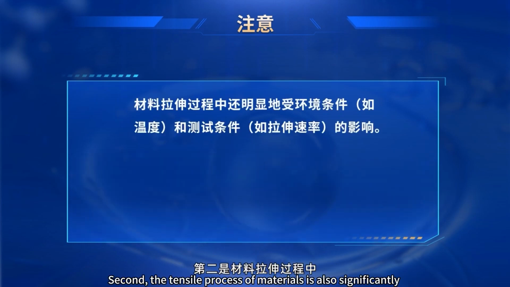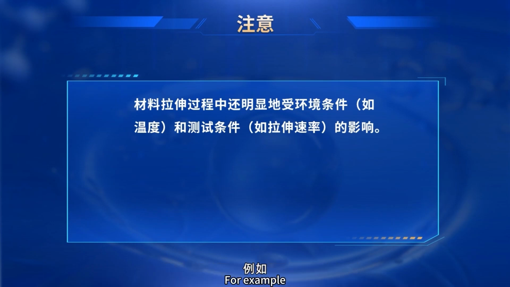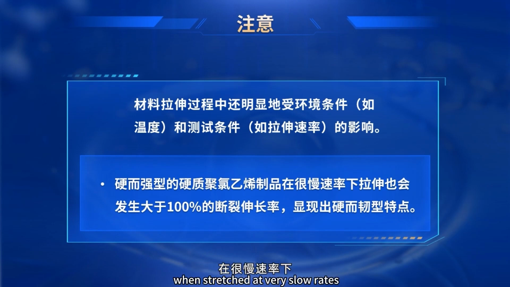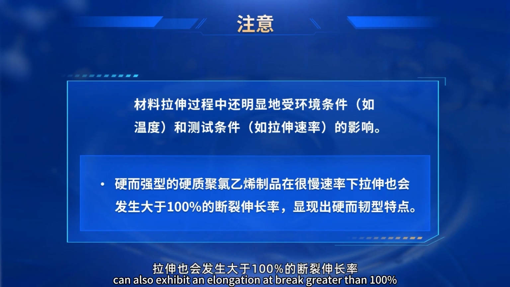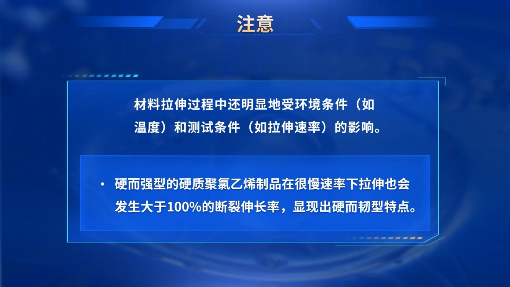Second, the tensile process of materials is also significantly influenced by environmental conditions and testing conditions. For example, rigid PVC products of the hard and strong type, when stretched at very slow rates, can also exhibit an elongation at break greater than 100%, demonstrating characteristics of being hard and tough.